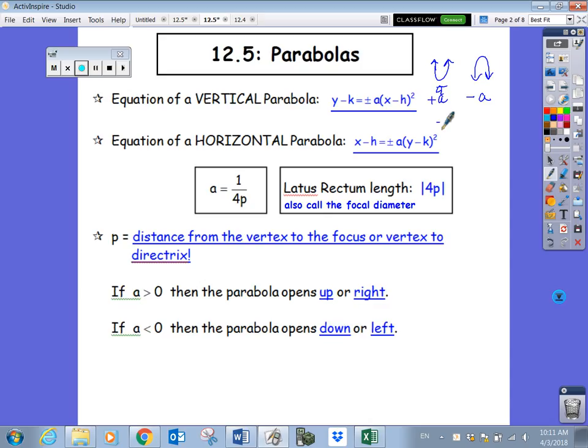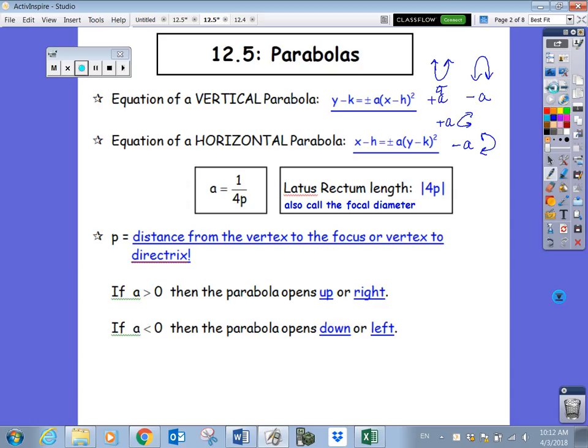So if you have a positive a, it's going to open to the right. If you have a negative a, it's going to open to the left. And that's what this explains down here. If a is greater than 0, the parabola is either up or right, because that's what positive is. Positive is up, positive is right. If a is less than 0, meaning it's negative, then it's going to open down or to the left. And that's the more untypical one where it's x equals y squared.